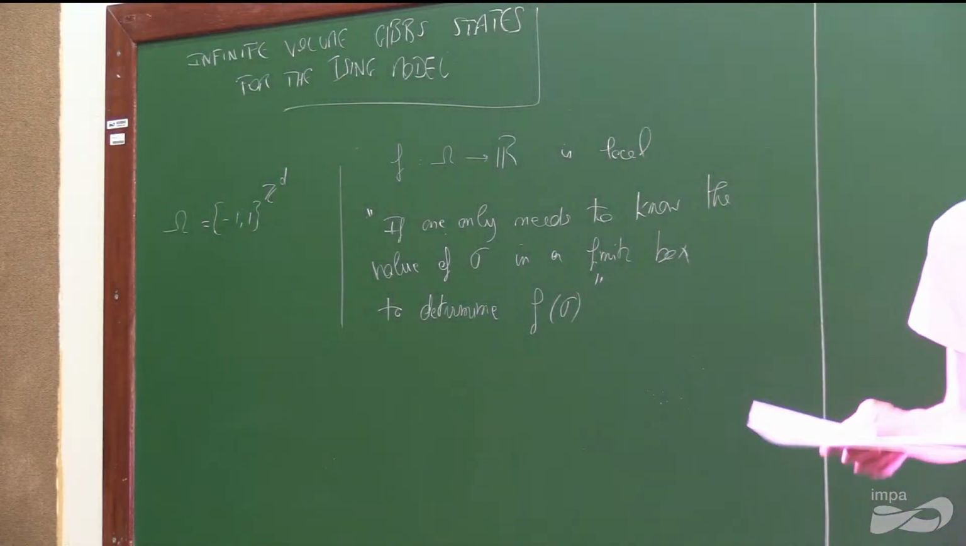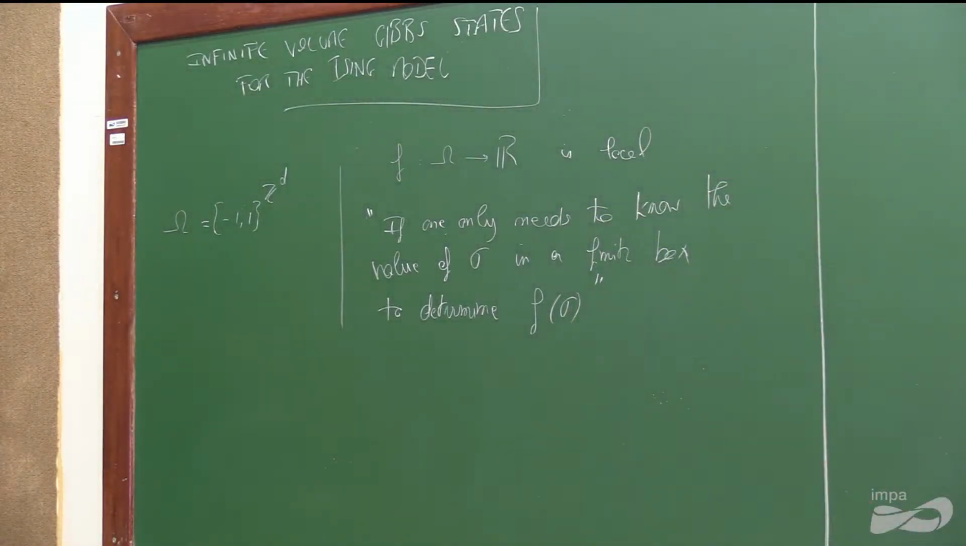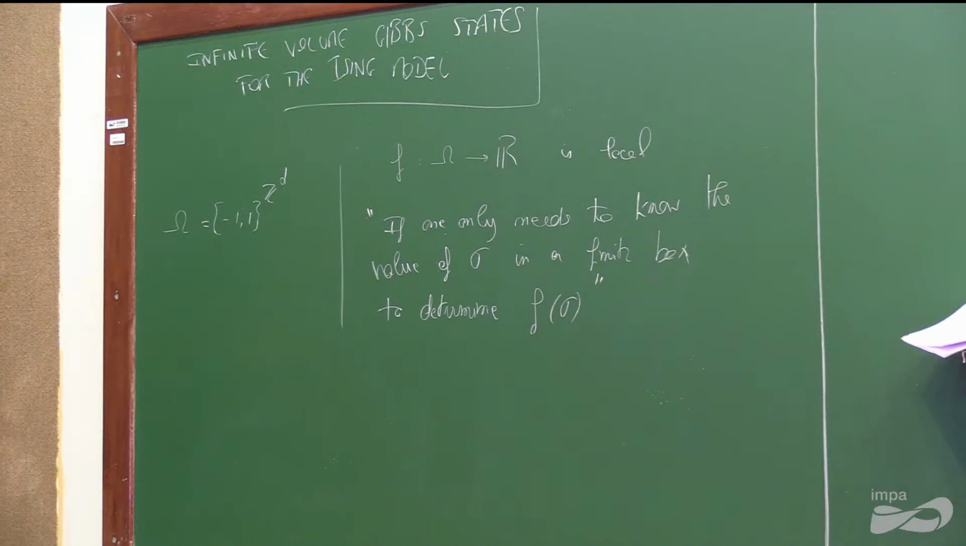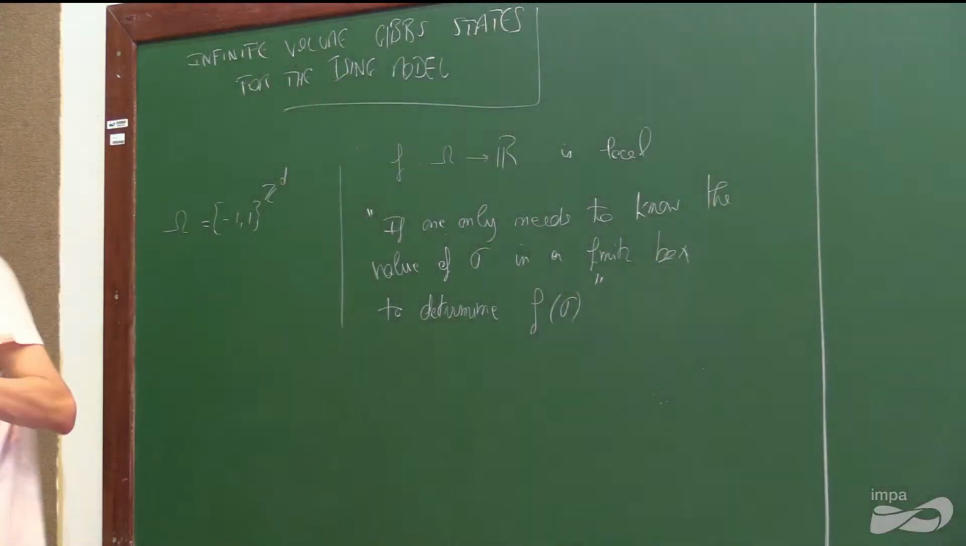Okay, so basically, f is local if I can find a set such that f is completely determined by sigma x, the set of spin values in that box. Does this definition make sense? I will just give a more formal one in a moment.